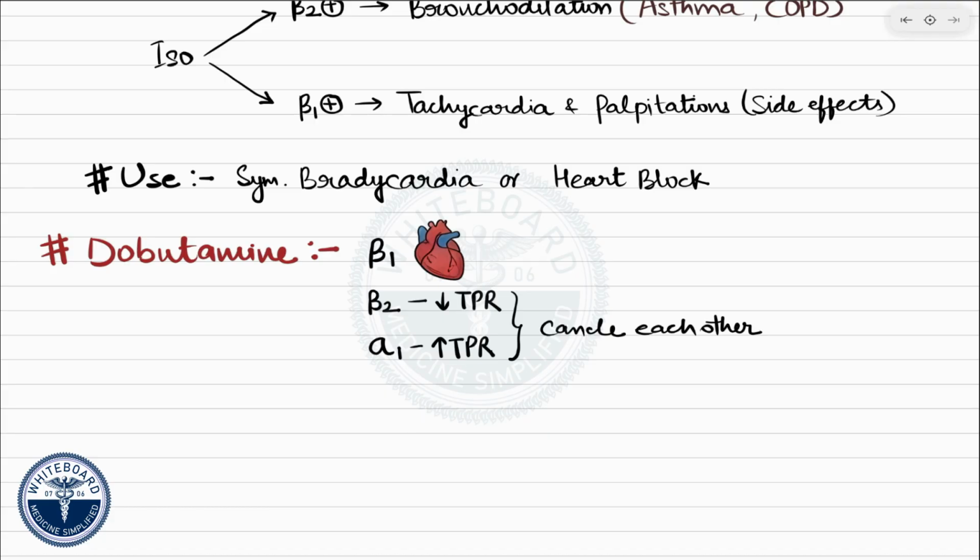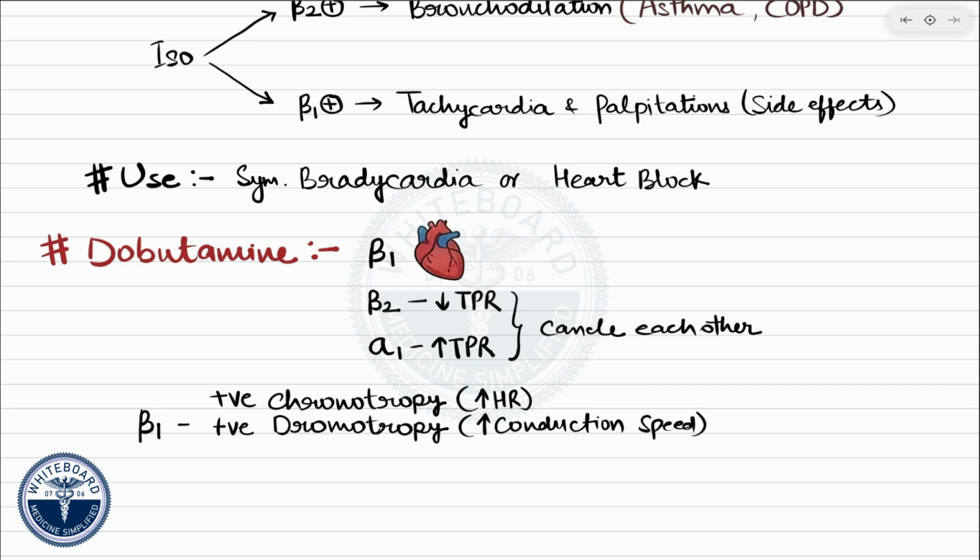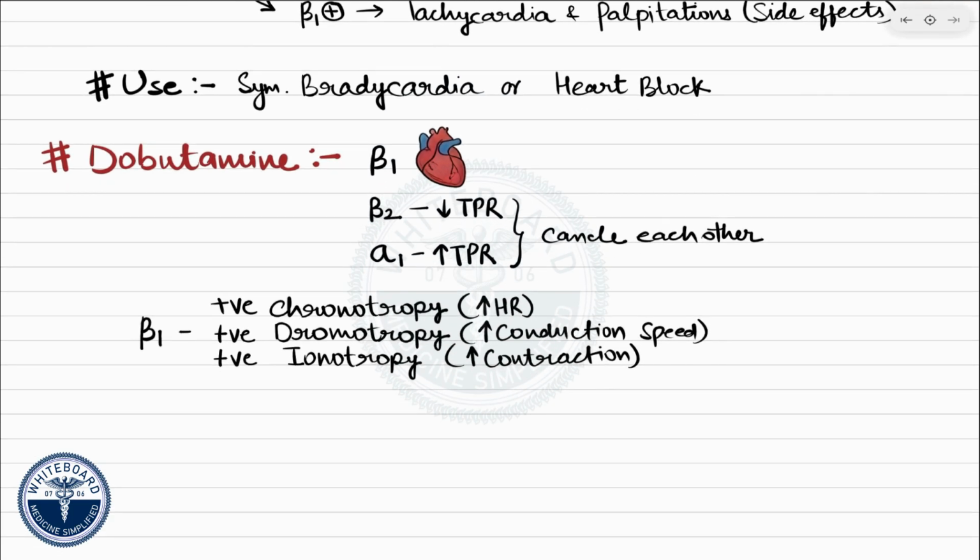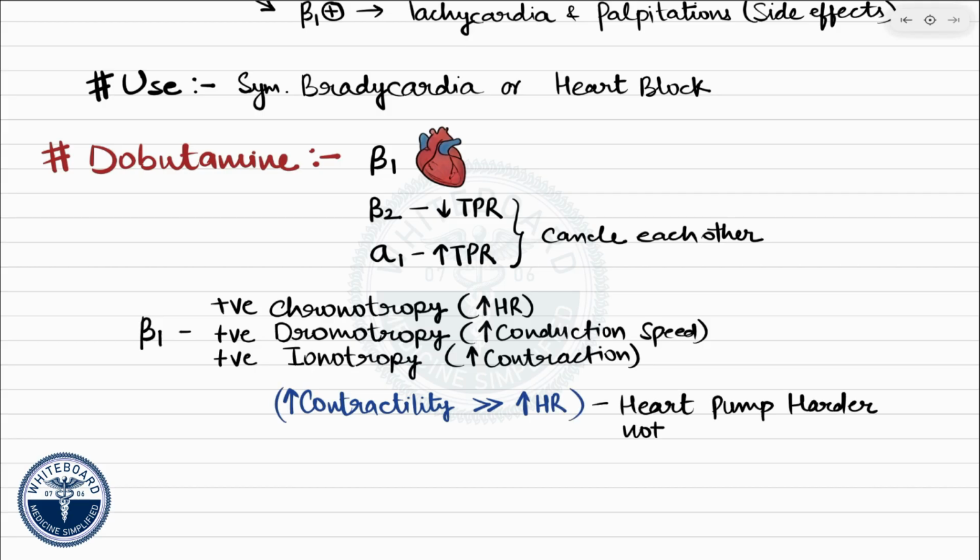One important point to remember is that since dobutamine stimulates beta-1 receptors, it produces all the typical beta-1 effects: positive chronotropy, positive dromotropy, and positive inotropy. However, unlike isoproterenol, these effects are not equally prominent. The increase in myocardial contractility is much greater than the increase in heart rate. In other words, dobutamine mainly makes the heart pump harder rather than much faster.